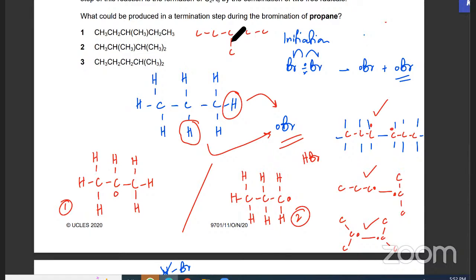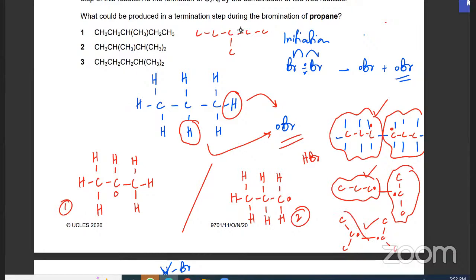That's not going to be a possibility because whatever happens, there's a propyl radical that combines with another propyl radical. Over here as well, there are 2 propyl radicals. So whatever my products are, I can split it up into 2 molecules, 2 propyl radicals. I can't do this over here.